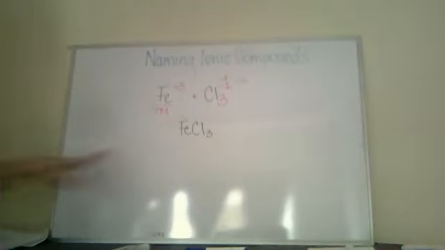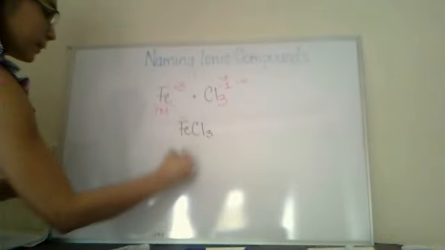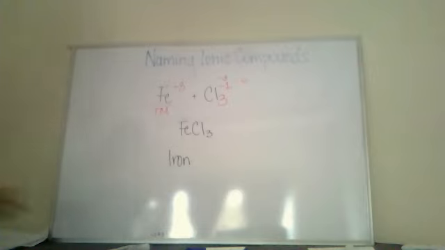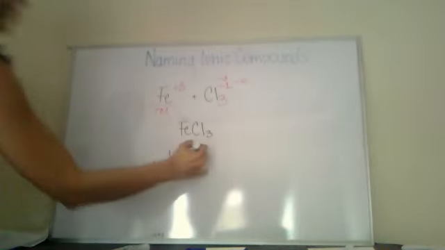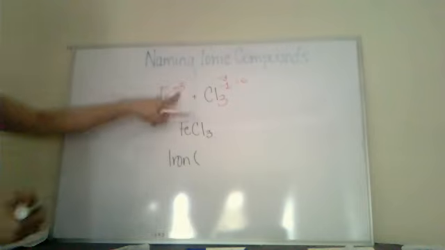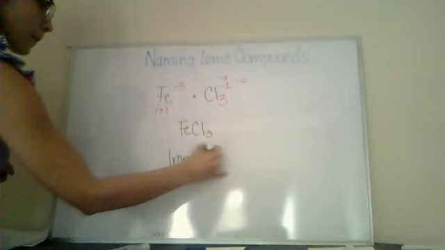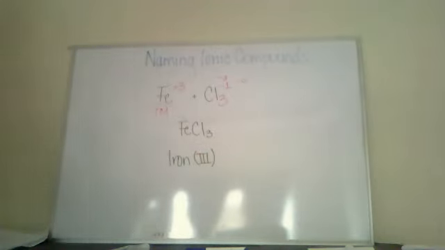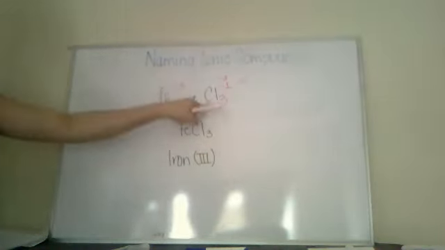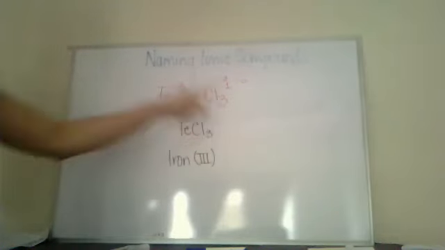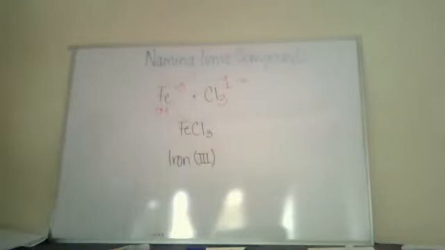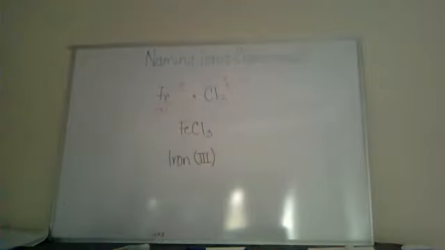All right, rules for naming. First, I'm going to name my metal. And my metal is iron. And because it's a transition metal, I need to open parenthesis. I need to put the number between parentheses, 1, 2, 3, in Roman numerals. I close parenthesis, and then I name the nonmetal. What changes in the nonmetal? Do you remember the rule for a nonmetal? What's the rule when you're going to name a nonmetal?